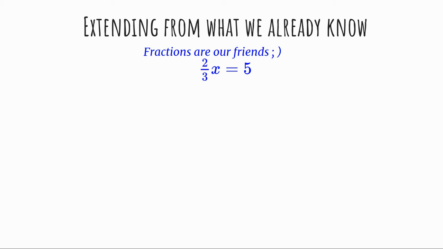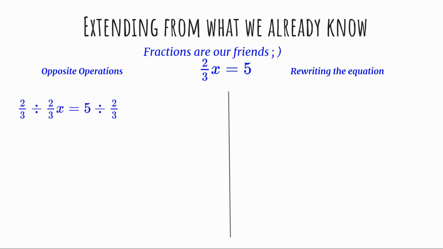2/3 of x equals 5. And I'm going to share with you two different methods, and you pick whichever one you think works best for you. The first method is opposite operations, and it's a lot like what we've been doing so far. And the other one is rewriting the equation. So let's take a look at the first one.